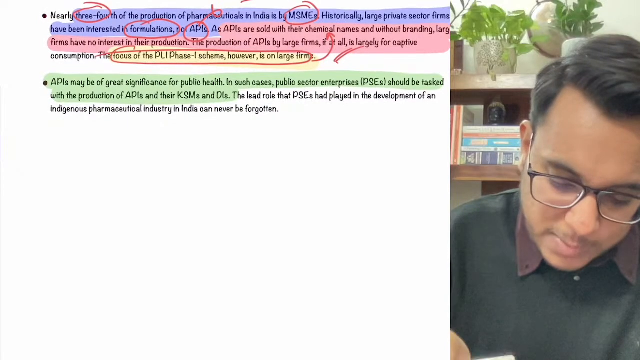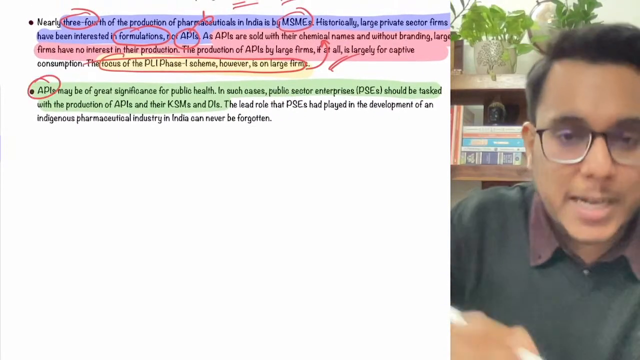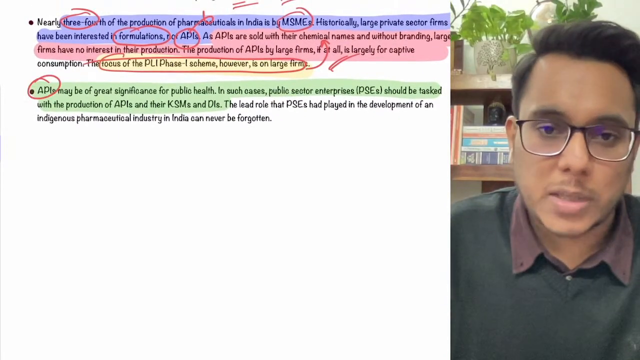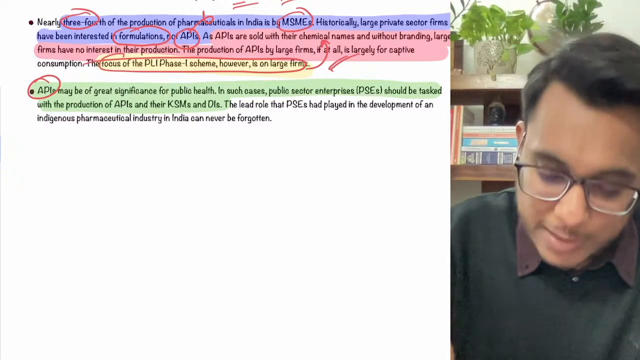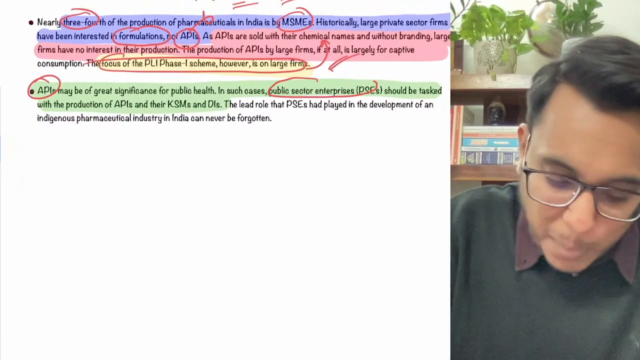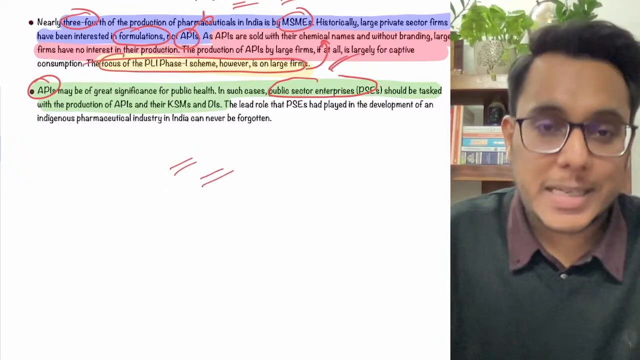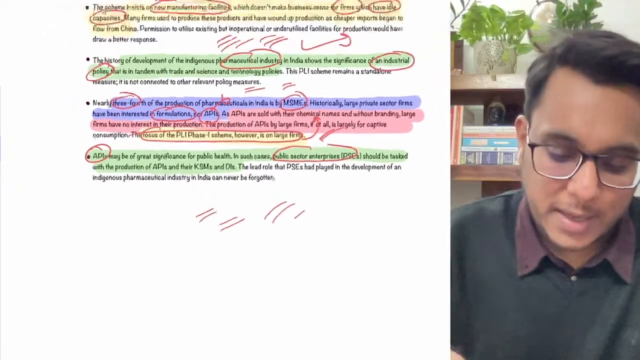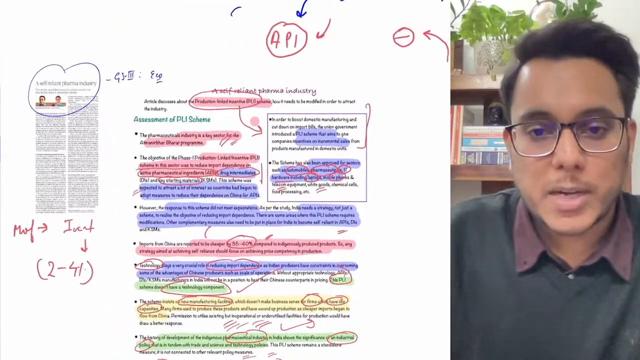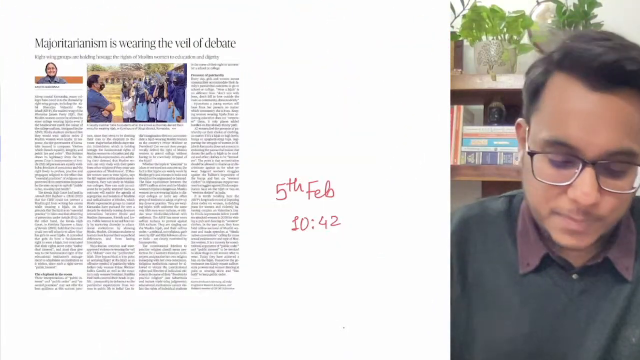After that, the next thing that has been suggested is that the API, as I told you, is the raw material for the medicine and is very important. For that, public sector enterprises should be given a specific task to develop the APIs. Is it clear? So this is something that is being provided here. Clear? So that is all, guys, about this particular article, and now we'll move to the next article.